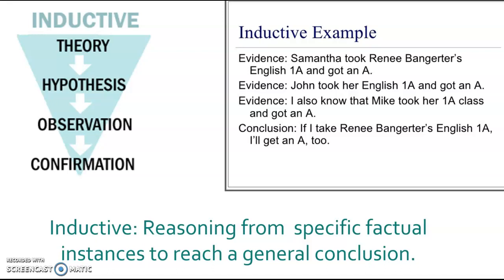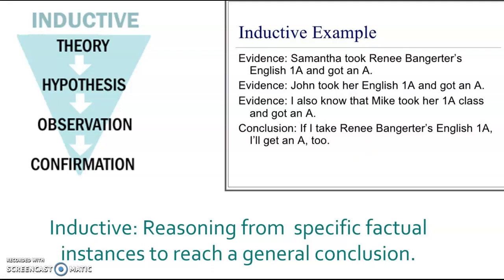One you can probably relate to in the world of college learning. Samantha took Renee Bangerter's English 1A and got an A. So that's our evidence. Second piece of evidence, John took English 1A and got an A. Third piece of evidence, I also know that Mike took her 1A class and got an A. So this is our theory. This is our evidence, our hypothesis. So we draw the conclusion that if I take Renee Bangerter's English 1A, I will get an A too.